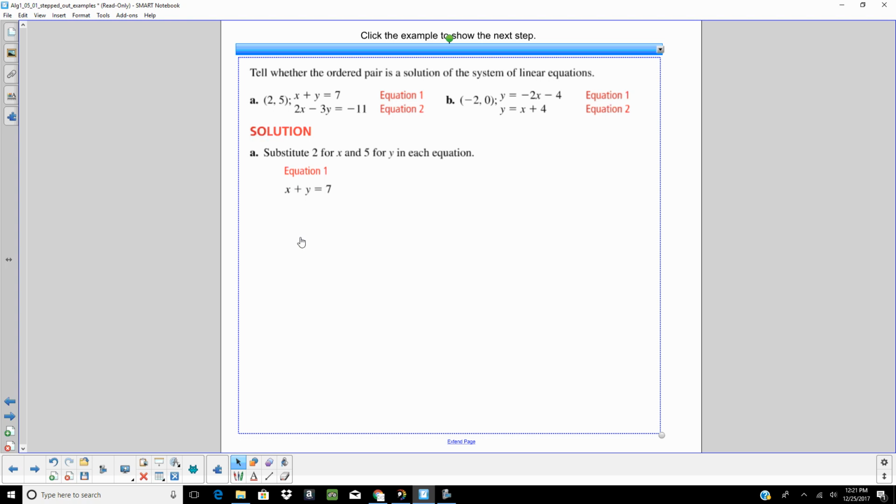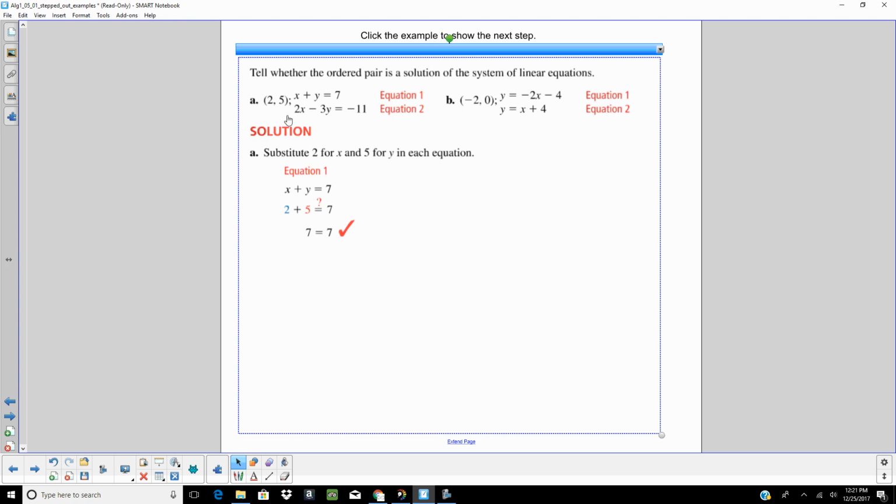So there's our equation 1. Take out the x, put in 2. Take out the y, put in 5. And that one I think is pretty easy. 2 plus 5 does equal 7. 7 equals 7. The left-hand side equals the right-hand side. So yeah, that one worked.